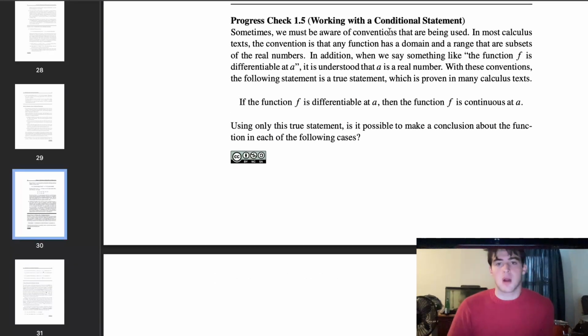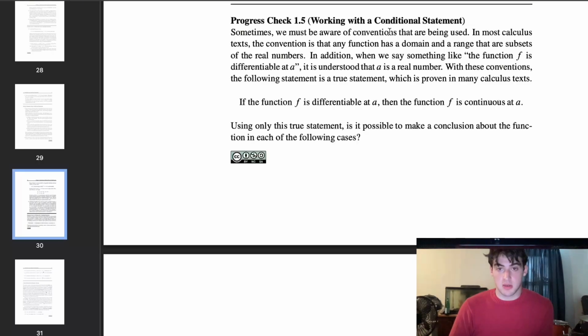Okay. Progress check 1.5, working with a conditional statement. Sometimes we must be aware of conventions that are being used. In most calculus texts, the convention is that any function has a domain and a range that are subsets of the real numbers. In addition, when we say something like the function f is differentiable at a, it is understood that a is a real number. With these conventions, the following statement is a true statement, which is proven in many calculus texts. If the function f is differentiable at a, then the function f is continuous at a.